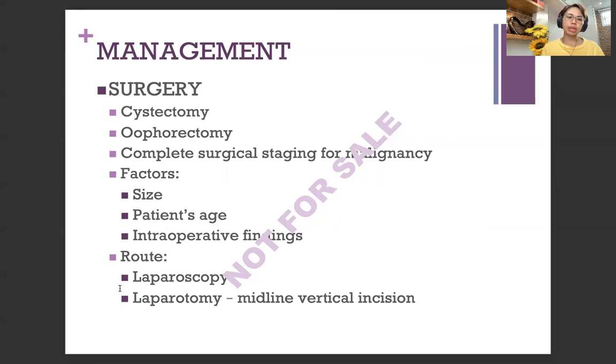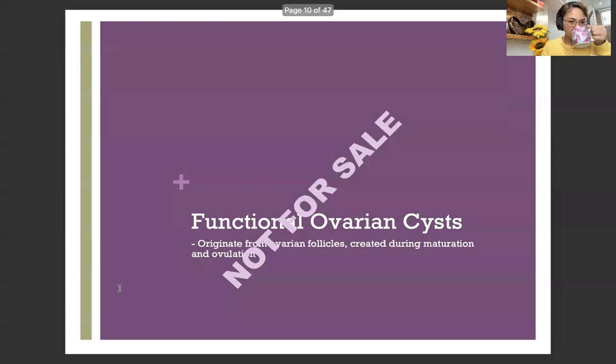Other factors are the patient's age and intraoperative findings. For the route, we can either do laparoscopy or open laparotomy. Usually for ovarian new growth, since they come to us very huge, and especially if malignant, we advise a midline vertical incision for us to have a better operative space.